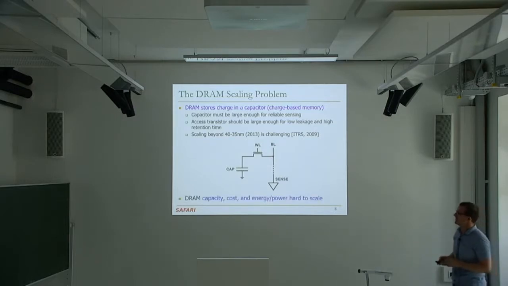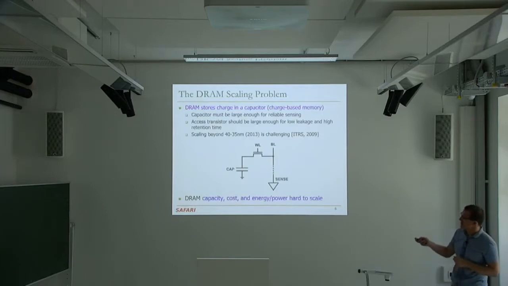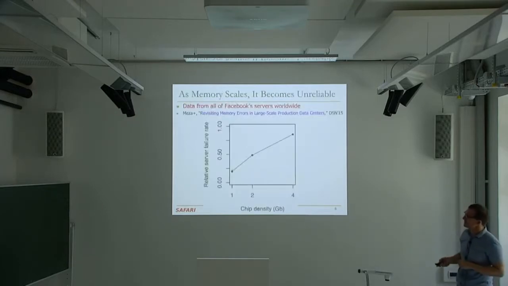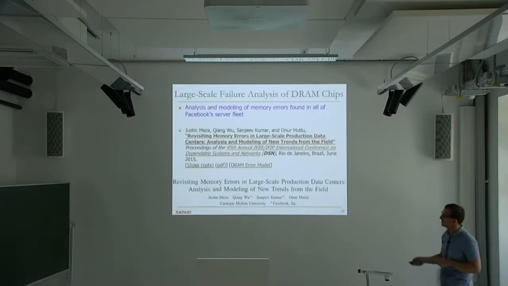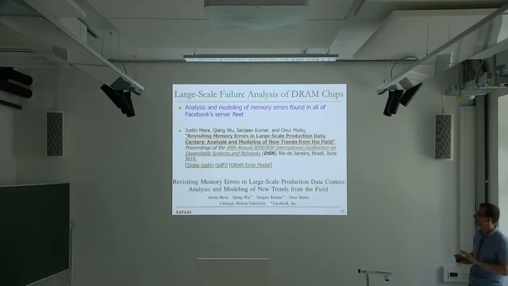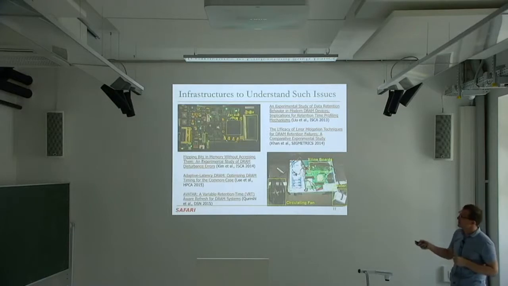Anyway, as I said yesterday, as the size of the cell reduces, you get into reliability problems, and we did the study that I mentioned yesterday that shows that chip density is very positively correlated with the failure rate. As chips become denser, you get higher failure rates. And as I said, you can read this paper for more detail in that study. I'm not going to cover this more. And as I also said, we were doing a lot of experiments using our FPGA-based infrastructure to understand some of these scaling and reliability problems.